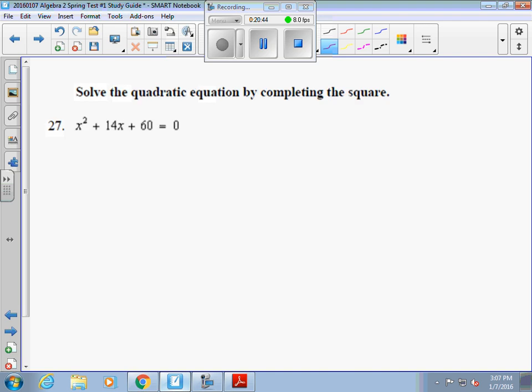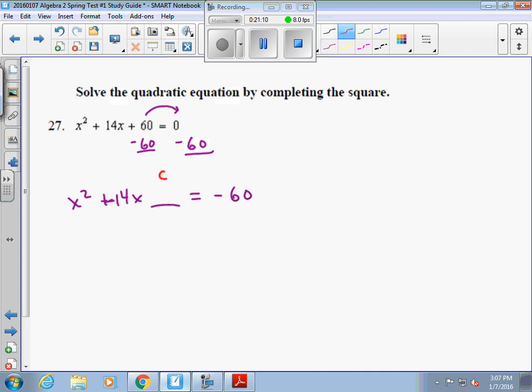Number 27 says solve the quadratic equation by completing the square. Completing the square, you need to find a new C value because 60 is not a good one to complete the square with. So in order to move 60 over, you subtract it. When you do the left, you do the right. So what you have now is x squared plus 14x plus c is equal to 0 minus 60 is negative 60.